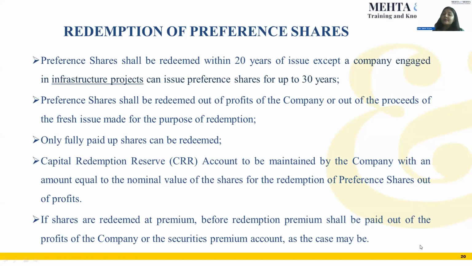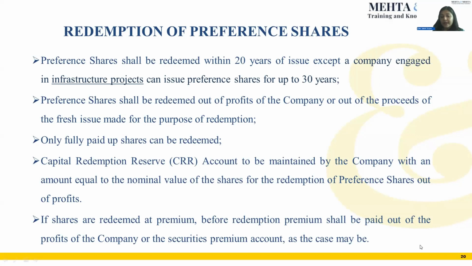So the preference shares can be redeemed only out of the profits of the company or the proceeds from the fresh issue made for the purpose of redemption. Only fully paid up preference shares can be redeemed. A company needs to create an account called capital redemption reserve account, which needs to be maintained by the company with an amount equivalent to the nominal value of shares redeemed, for the redemption of preference shares out of the profits.